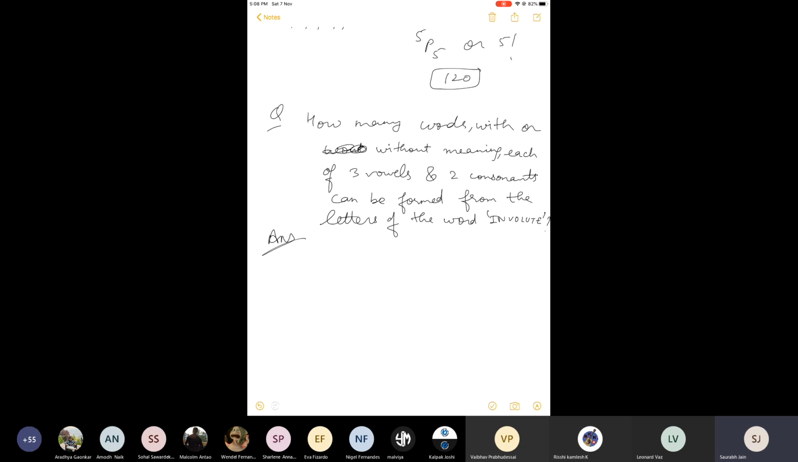You have to form the words with or without meaning. All right. That means arrangement will be done. And here we have this word involute.